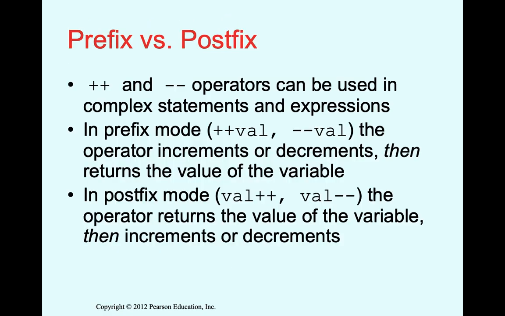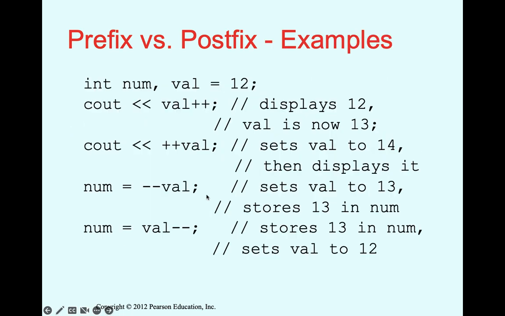So plus plus and minus minus can be used in complex statements, not only in one statement alone. So let us take some examples. For example, we use the plus plus in a print statement in cout. In this case, it's different between value plus plus or plus plus value. Again, if they are one statement alone, there is no difference between value plus plus and plus plus value. But if they are part of a print statement or part of an equation, then it makes a difference.